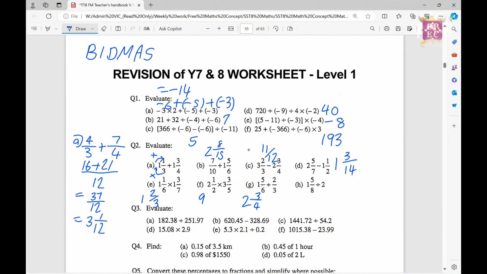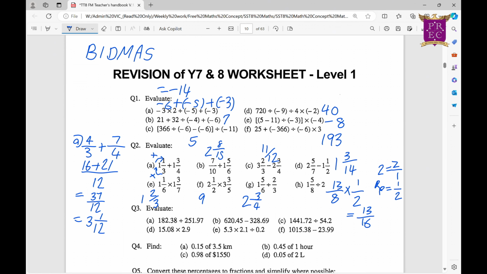So first we convert the mixed fraction into an improper fraction. 1 times 8 is 8, plus 5 gives us 13 on 8, divided by 2. When you're dividing a fraction, we find the reciprocal of the fraction first. So 2 as a fraction is 2 on 1. The reciprocal of that is 1 on 2. Okay, so we times it by the reciprocal, 1 on 2, which gives us 13 on 16. Okay, that's the answer.